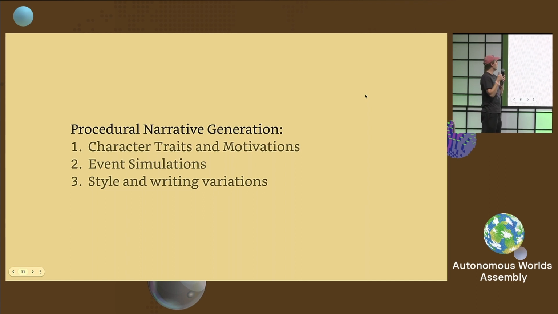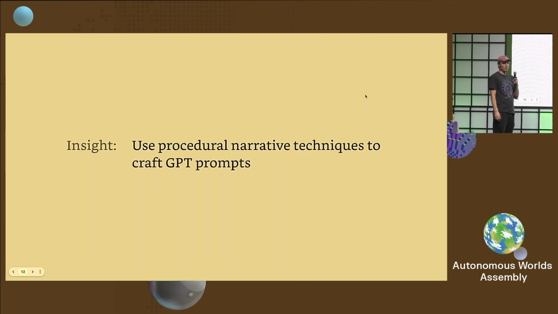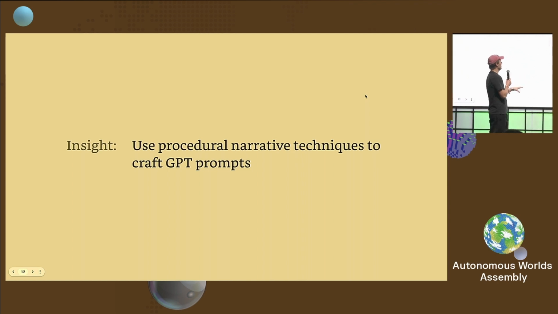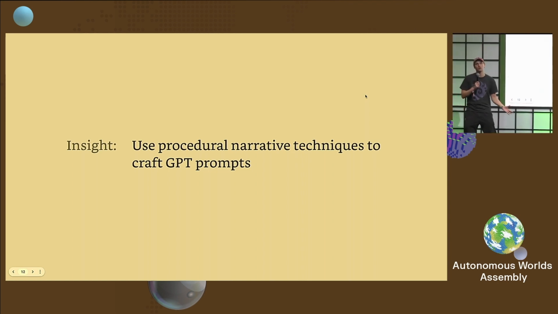One is developing character traits and motivations. Two is doing event simulations. And three is doing style and writing variations. So we thought, okay, let's implement that. And our insight was we can actually use procedural narrative techniques to craft the GPT prompts themselves. So you have a game state, you interpret that game state, craft a prompt using procedural narrative creation, and then you give that to GPT and you get some nice outcomes.